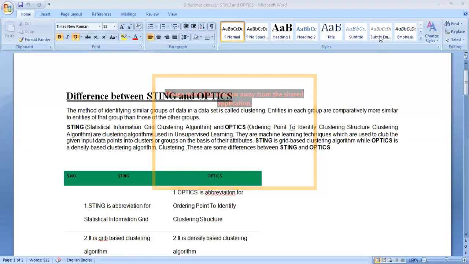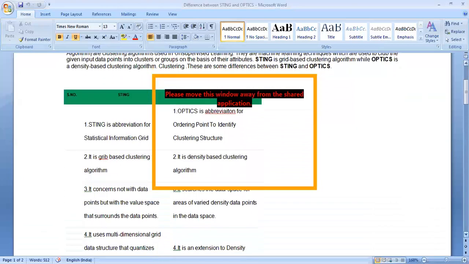These are the two algorithms. STING is the Statistical Information Grid, and OPTICS is the abbreviation of Ordering Points To Identify the Clustering Structure. The second point is that STING is a grid-based clustering technique, and the other one, OPTICS, is a density-based clustering technique.